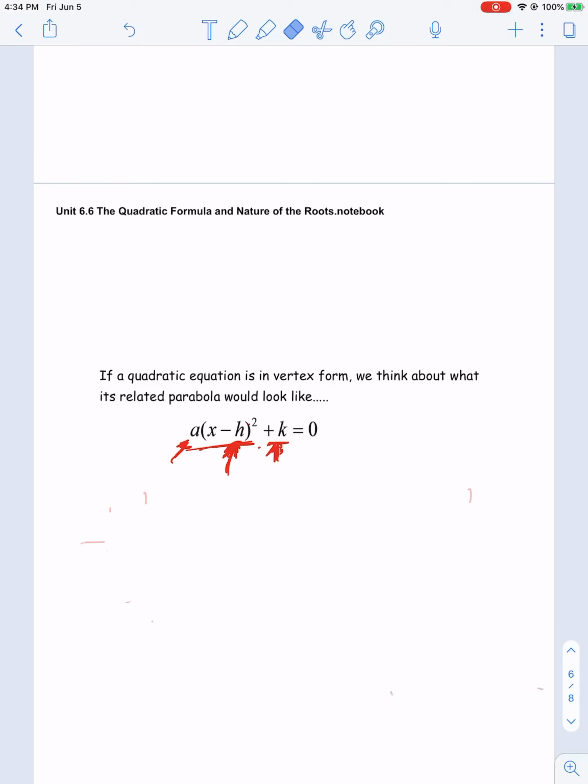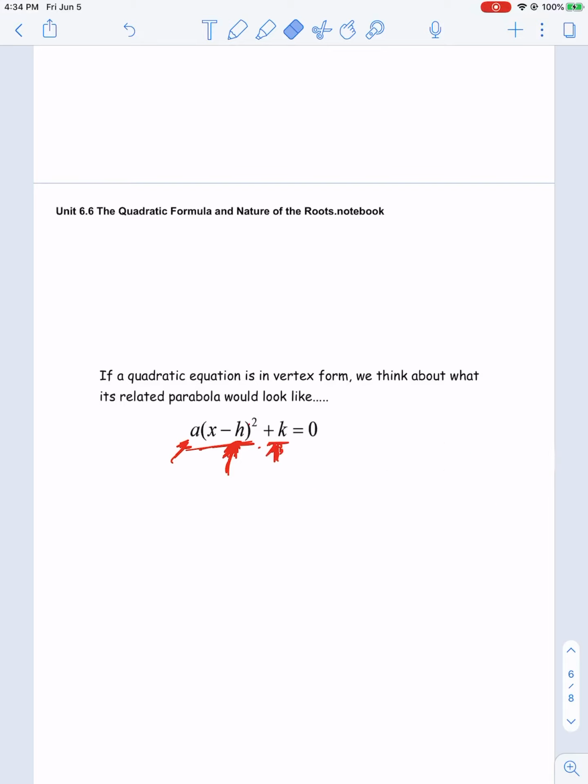So remember, the A tells you the direction of the opening. Oh, and also how wide or narrow a parabola is not going to tell you whether it has 0, 1, or 2 roots. So let's say this is the vertex. I could have a really narrow parabola opening up, which will have 2. I could have a really wide one with the same vertex. It has 2 roots. I could have an even wider one. It's going to have 2 roots. So how wide or narrow the parabola is isn't going to determine how many roots there are.